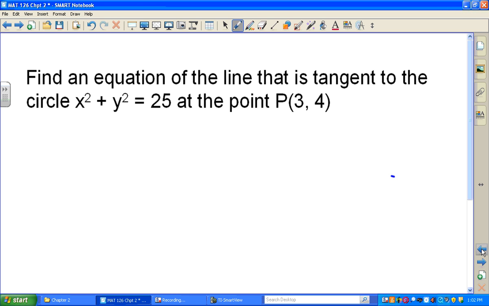Find the equation of the line that is tangent to the circle x squared plus y squared equals 25 at the point 3, 4. I'll give you a hint. This is pre-calculus. That same question shows up in calculus. It's done a different way. So what I'm doing right now is stalling to try to figure out how to do it in pre-calculus while you guys are busy jotting it down.